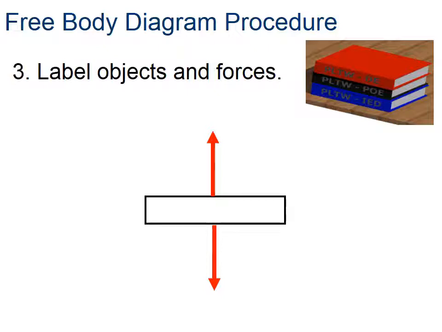Next thing we want to do is we want to add some labels. Okay, so we know that the weight is 5 pounds, so we use W for weight, and we use N for normal force.